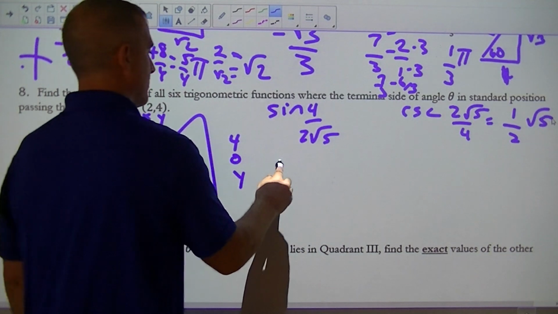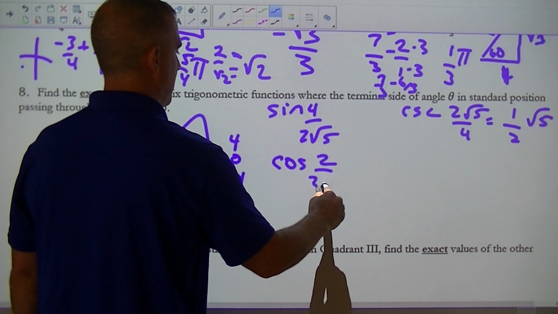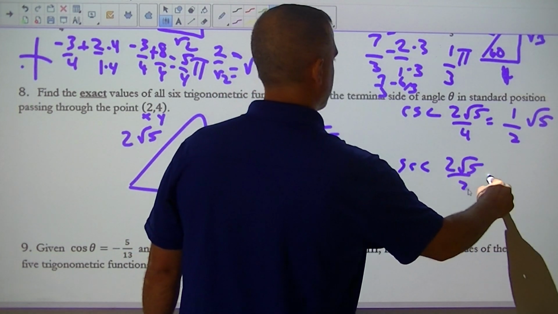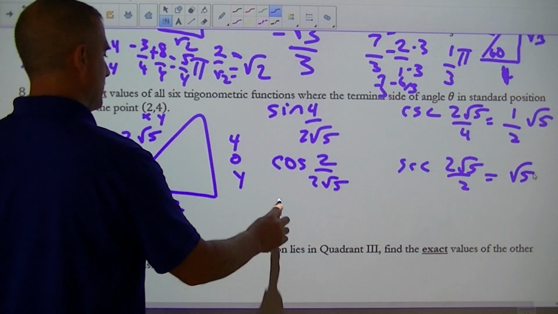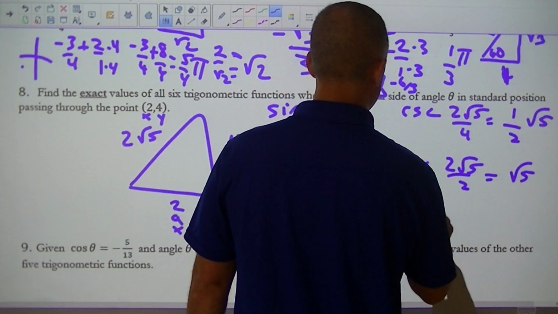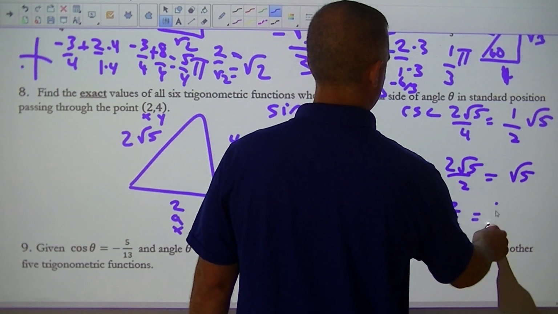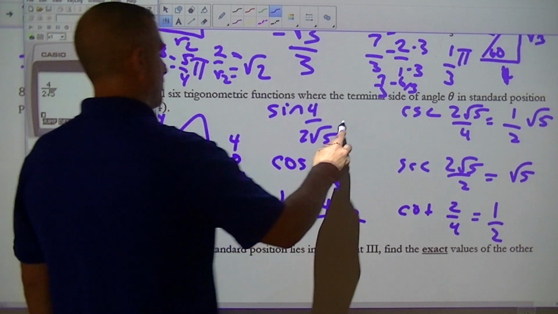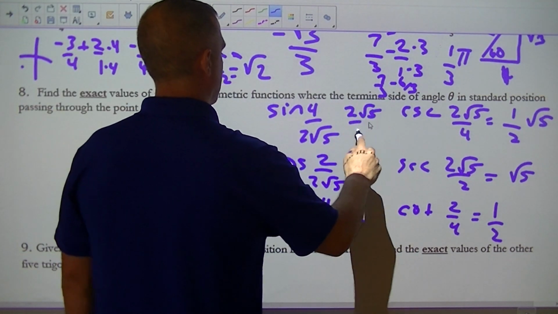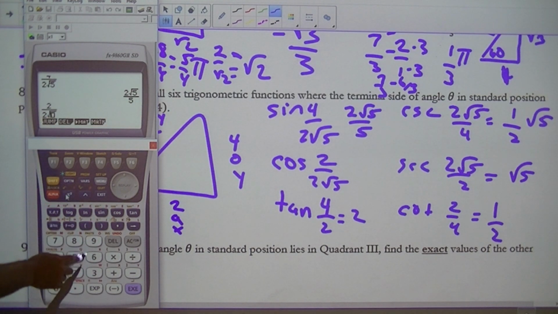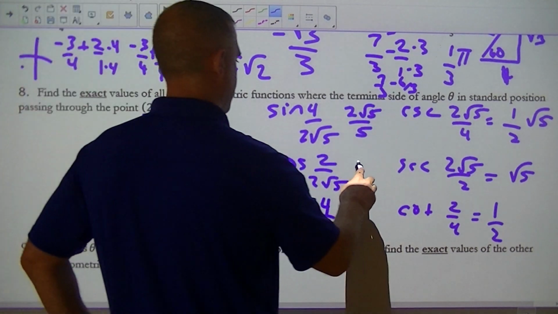I'll show you the other one, how that one reduces. Cosine would be 2 over 2 square root of 5. Secant would be 2 square root of 5 over 2, which would just be square root of 5. Tangent, 4 over 2, which is 2. And cotangent would be 2 over 4, which is 1/2. Now, for these two, what I would do is just use the fraction button in your calculator. 2 square root of 5 over 5. And this one, all the fractions you can type into the calculator. 5 square root of 5 over 5.